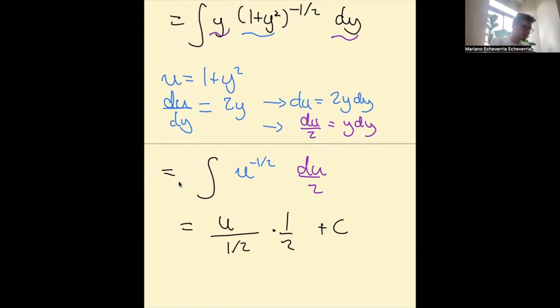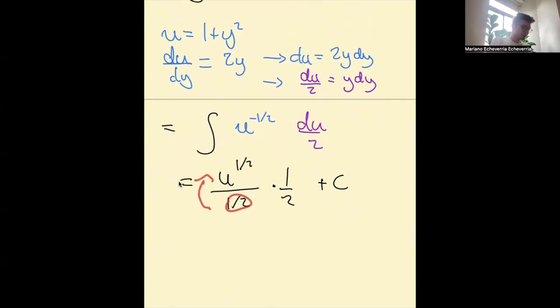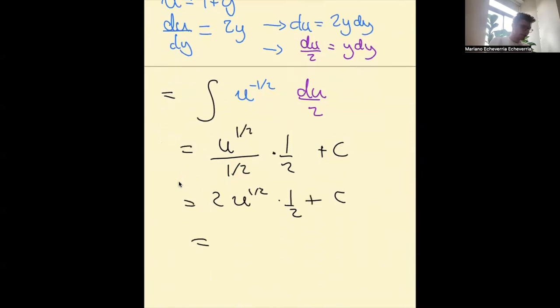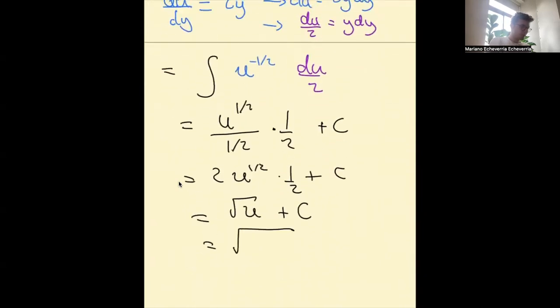Here you have to be a little bit careful because it can be confusing: the 1/2 is in the denominator. What it ends up doing is moving that 2 upstairs. So you get 2 u to the 1/2 times 1/2 plus c. And so the 2's cancel and you just get square root of u plus c. What is u? u was 1 plus y squared.